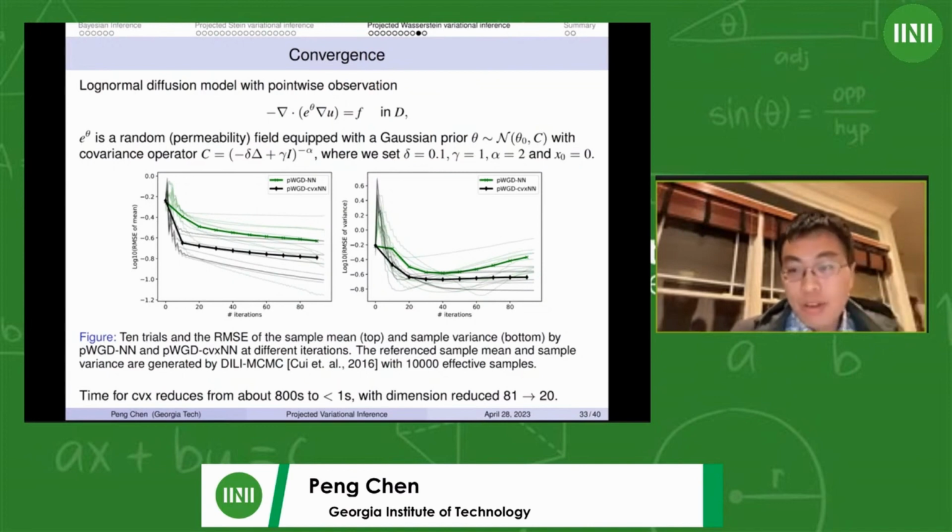Also, by dimension reduction, we can solve the convex optimization problems for each step from about 800 seconds to less than 1 second, by a dimension reduction from 81 to 20.